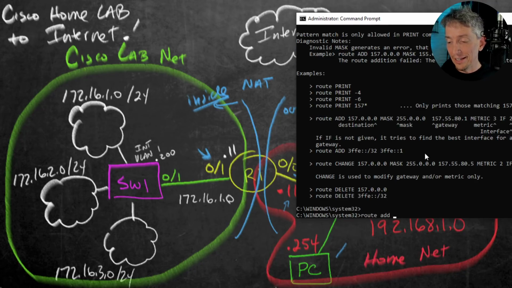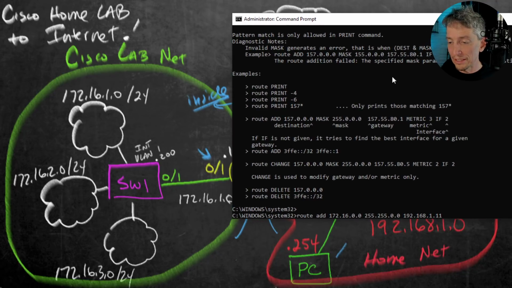Route add. We want to go to 172.16 anything, so we'll use a mask of 16 bits. That route will cover anything that begins with 172.16. And then the next hop address is going to be the router here at 192.168.1.11. Excuse me, 11. Let me scooch this over a little more so we can see it.